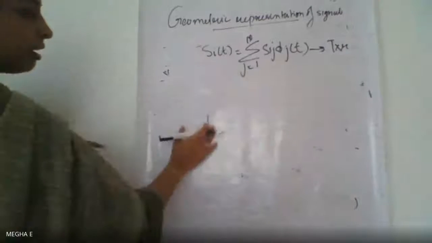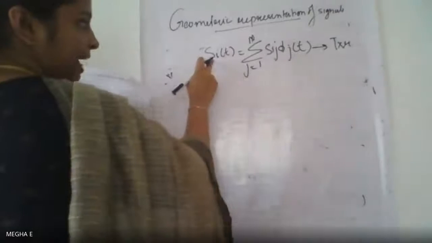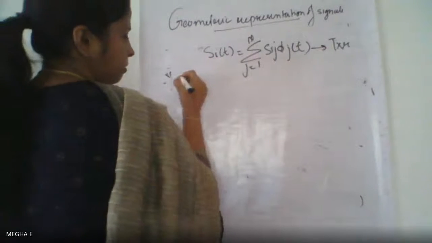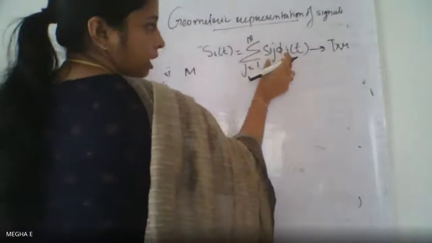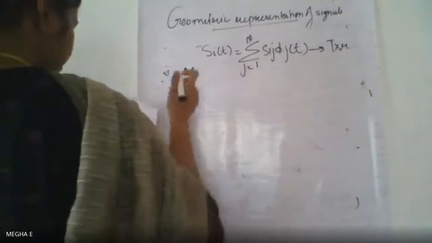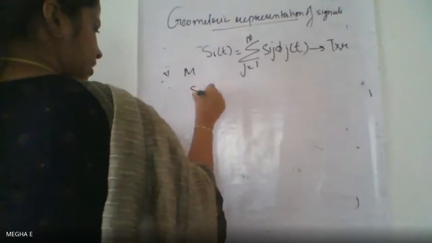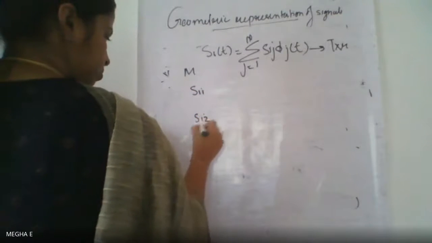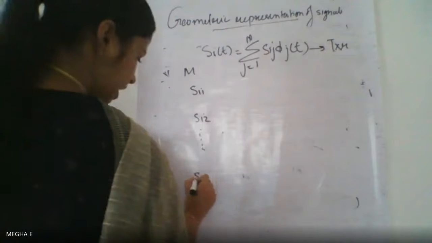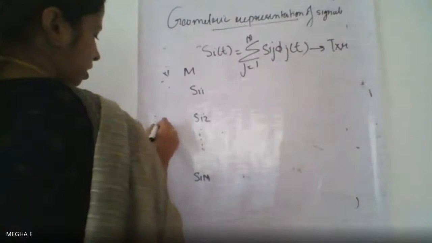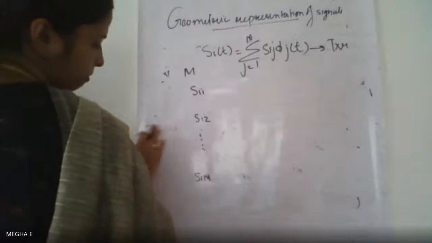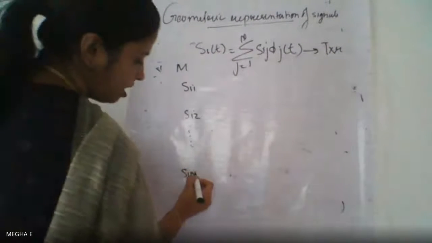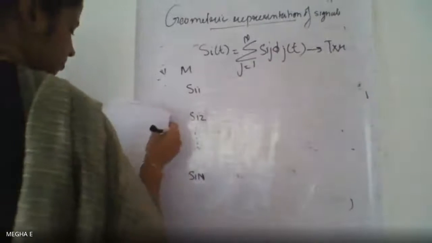ഇനി നമ്മൾ ഇതെങ്ങനെ റെപ്രസെന്റ് ചെയ്യാന്ന് നമുക്ക് കാണാം. So we have Si of t. Si of t is a set of m energy signals. So the Si of t can be represented as Si1, Si2, etc., Sin. The n is less than or equal to m ആണ്. ഇതാണ് നമ്മുടെ set of energy signals.